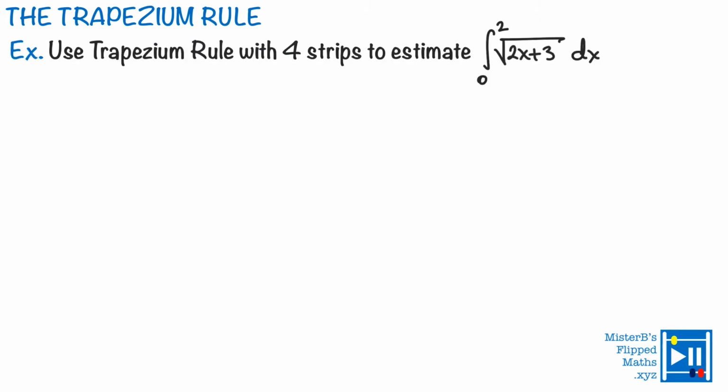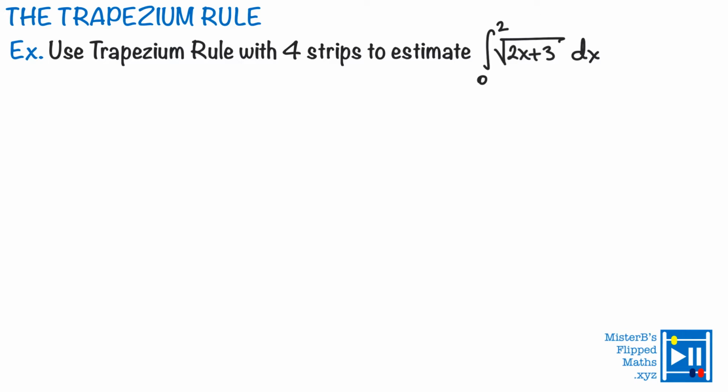In this example, we have this integral that we cannot integrate within the scope of Pure Maths 2. So we are going to use the trapezium rule to estimate the area under this curve from 0 to 2. The question says use 4 strips. This means just cut the area from 0 to 2 into 4 strips, so 4 trapezia, and then calculate the area. So let's see how.